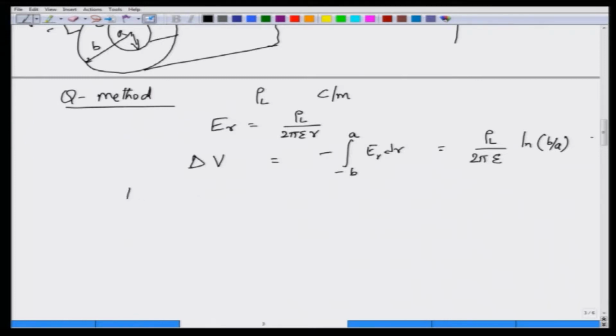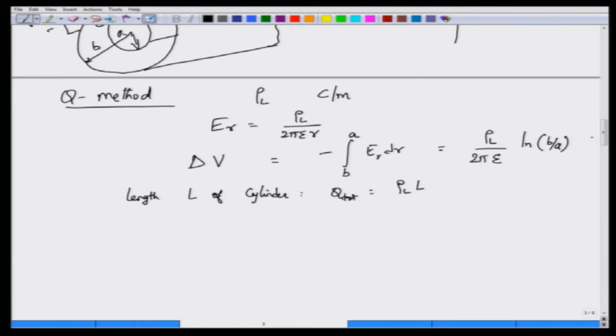Now, consider a length L of the cylinder, okay. In this length L of the cylinder, what is the total charge that is enclosed by the cylinder? This would be rho L into L, right. I made a small mistake. The limit of the integral is from B to A. I wanted to put the negative sign in front of the integral, but by mistake put the negative sign in the limit itself. So, this is the integral from B to A, and you can calculate this and you will see that this would be rho L by 2 pi epsilon log of B by A.